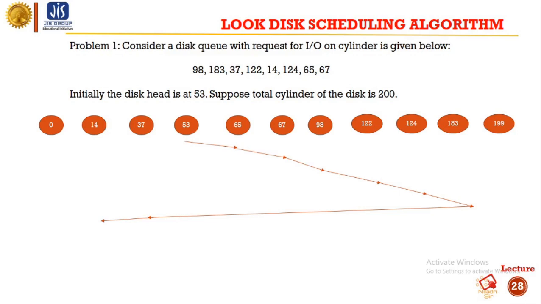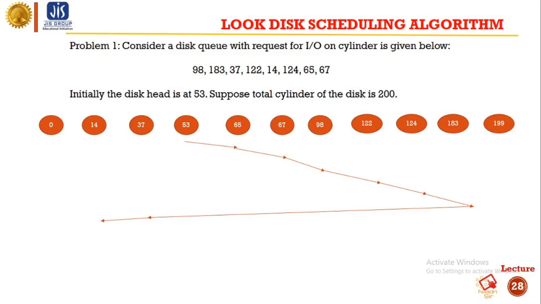Suppose we move in the other direction. Then from 53 it will be 37, from 37 it will be 14, from 14 it will be 65, from 65 it will be 67, from 67 it will be 98. Then 98 to 122, then 122 to 124, then 124 to 183, and from 183 it is the end, so we will not move.